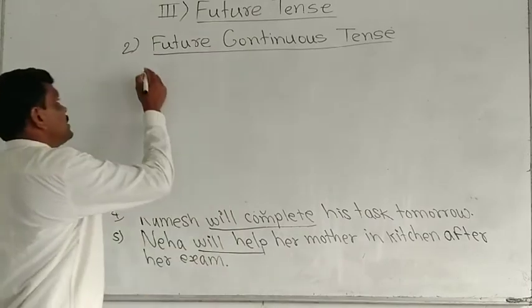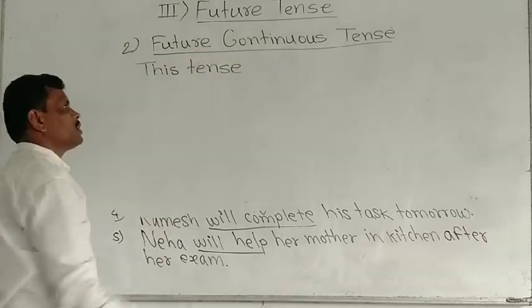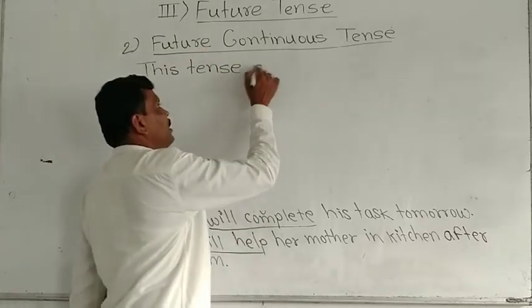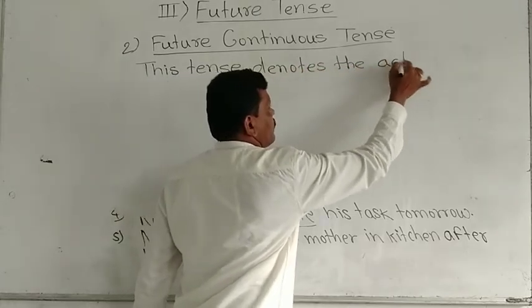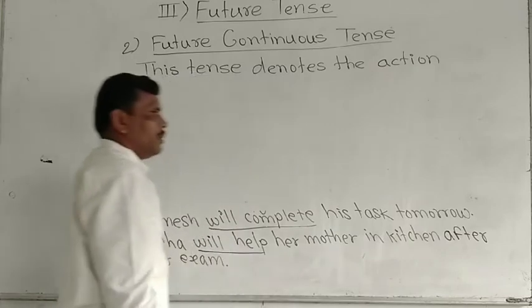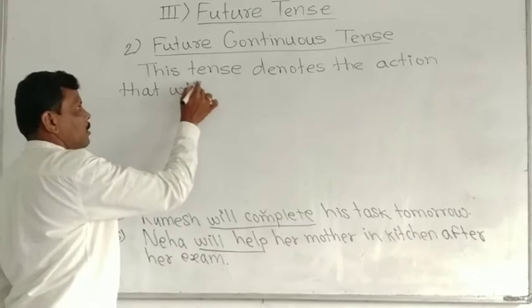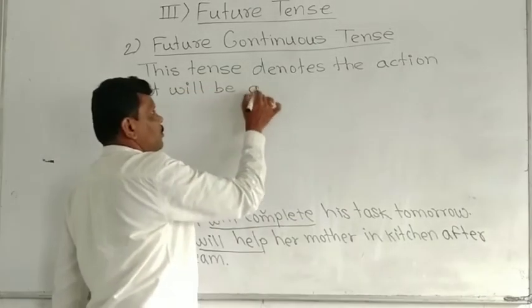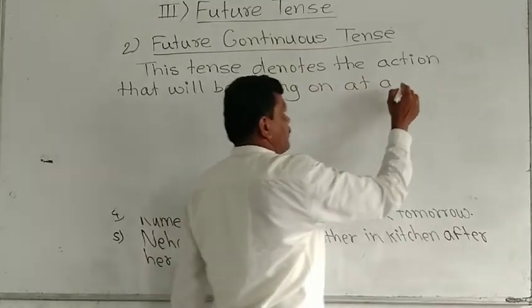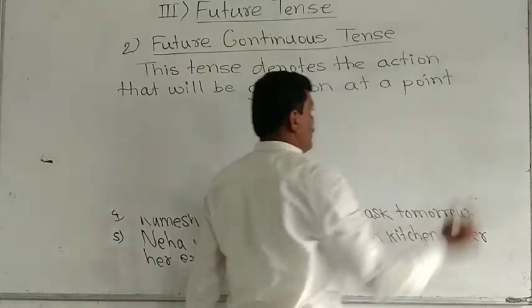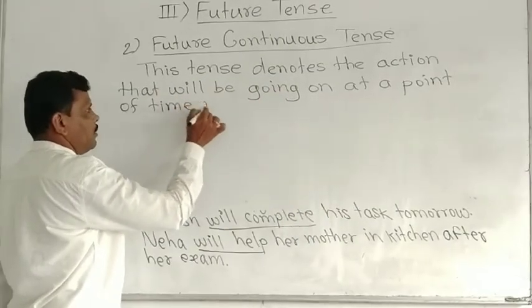See, this tense, means this future continuous tense denotes the action that will be going on at a point of time in future.